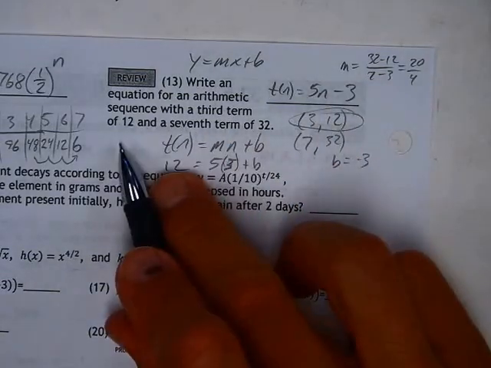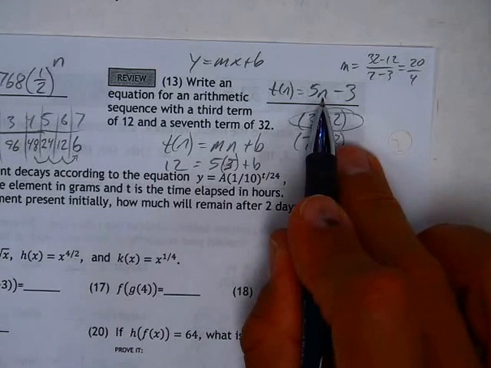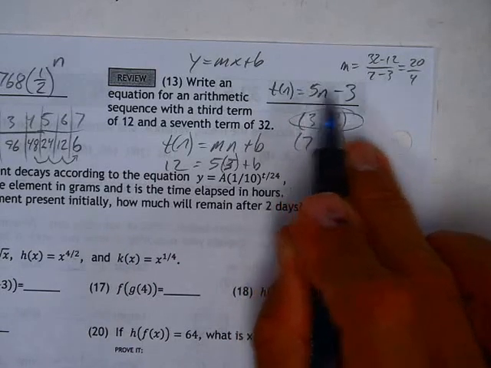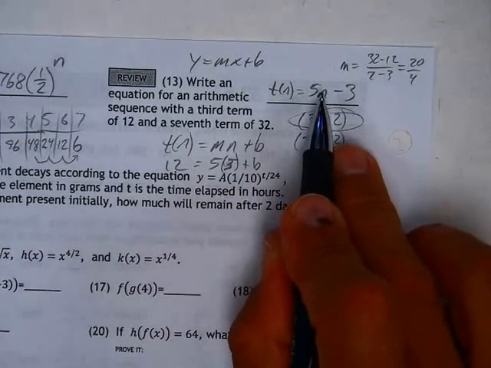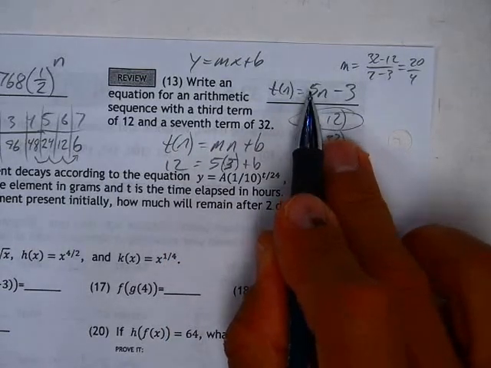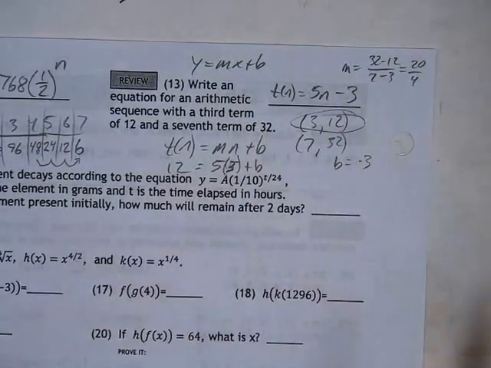Is the third term 12? We'll plug in 3. 3 times 5 is 15. 15 minus 3 is equal to 12. You do the same thing with 7, the seventh term. Plug in 7. 7 times 5 is 35. 35 minus 3 is 32. It checks out.